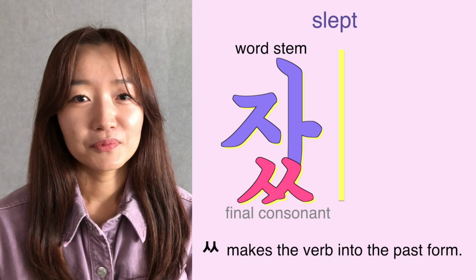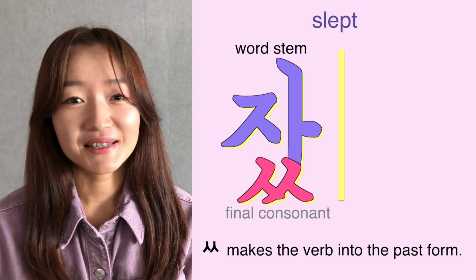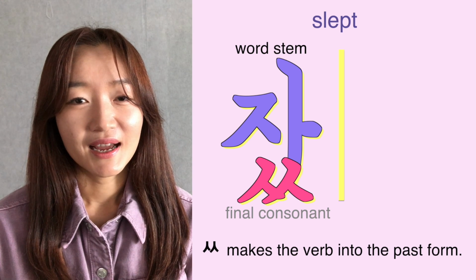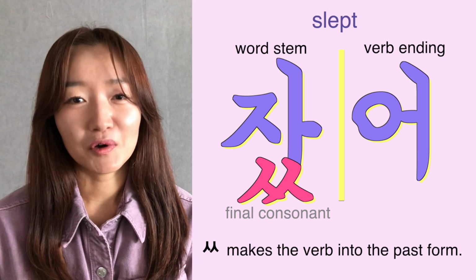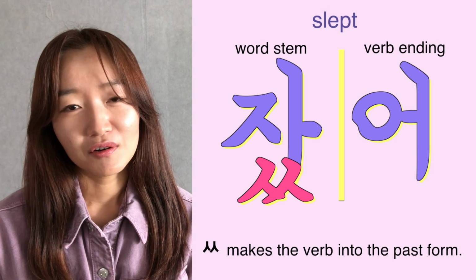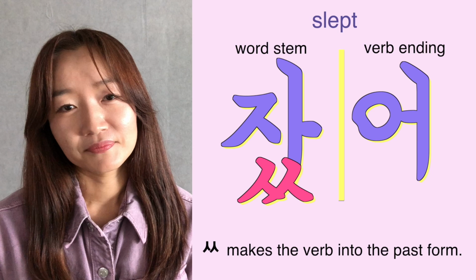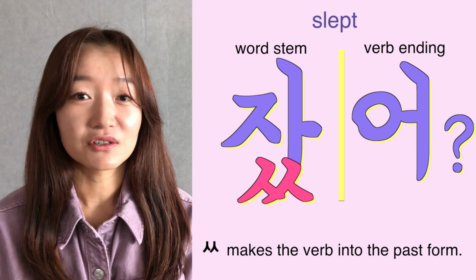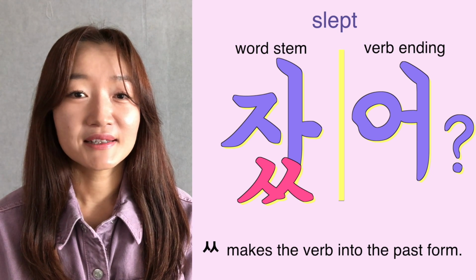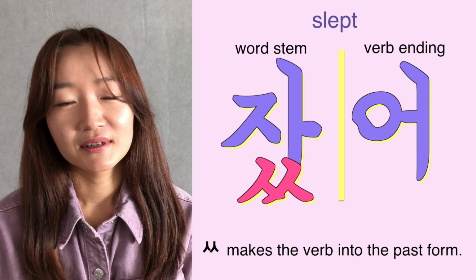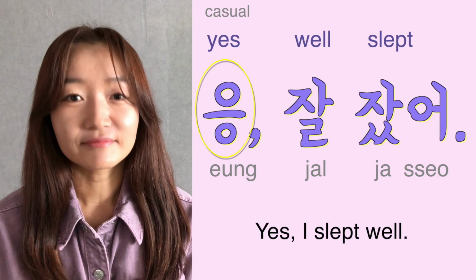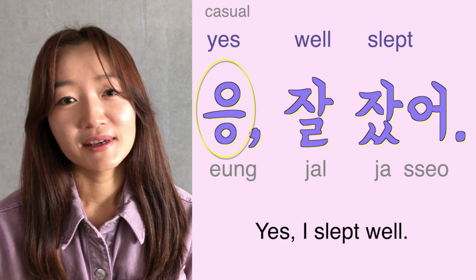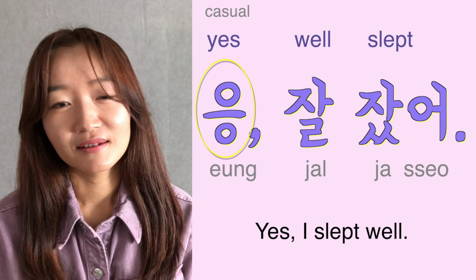Here you put 쌍시옷. This is the thing that makes the verb past tense. 잣. Plus we put a type of verb ending. 잤어 means I slept. 잤어? Did you sleep? 잤어. I slept. 잘 잤어? Did you sleep well? 잘 잤어? Yes, I slept well.